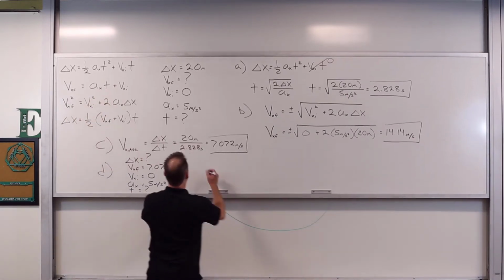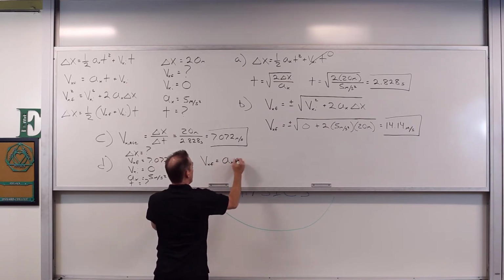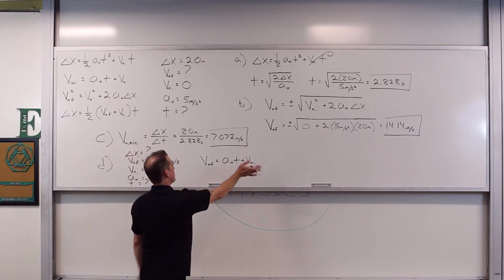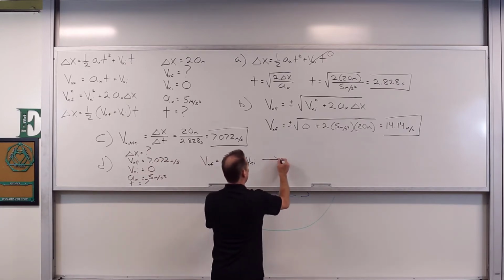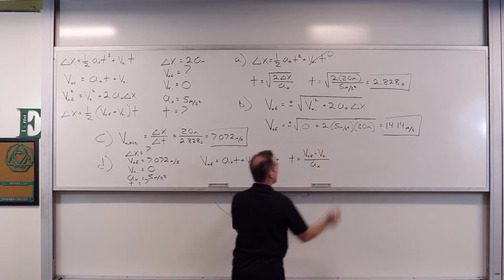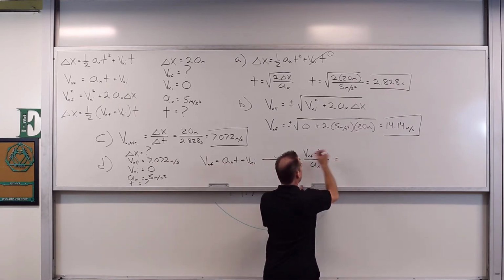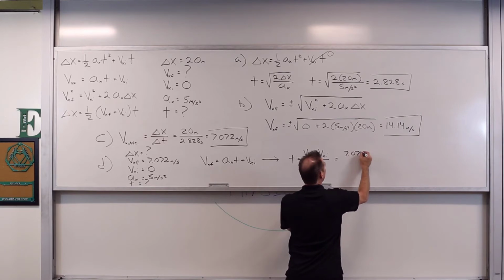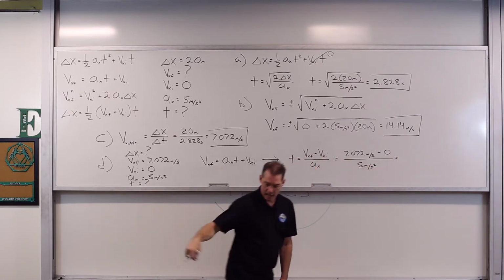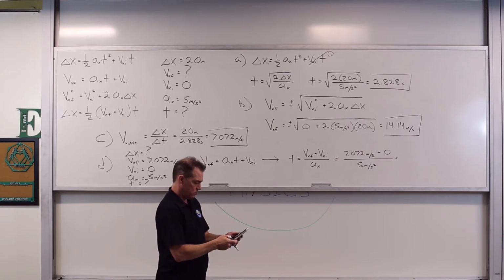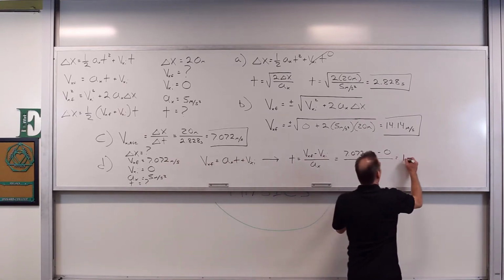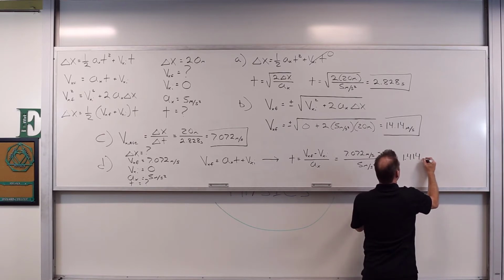So with this particular part, we've got Vx final equal to A sub x times t plus Vx initial, and we can manipulate this to isolate t. We'll subtract Vx initial from both sides, divide by A sub x, and write this as t equals Vx final minus Vx initial divided by A sub x. Then we can evaluate this, which gives us that t is equal to 7.072 meters per second minus 0, divided by 5 meters per second squared, which is 1.414 seconds.